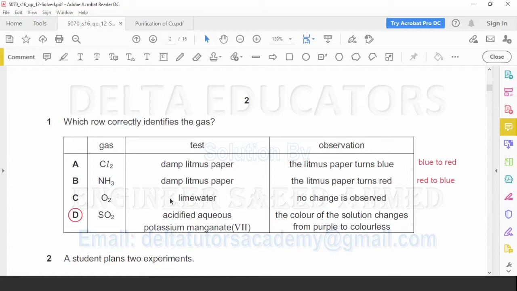Here the correct option is option D, where the gas is given sulfur dioxide, the test is given acidified aqueous potassium manganate(VII), and the observation the color of the solution changes from purple to colorless. So here the correct option is D.